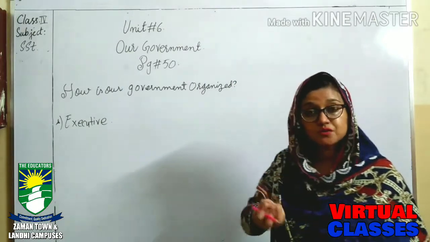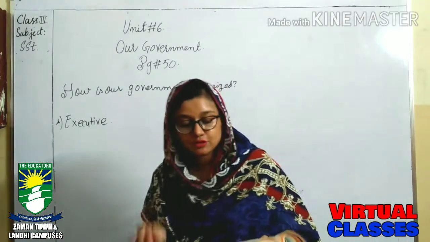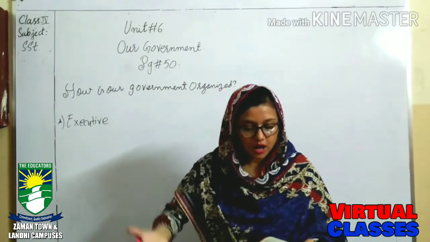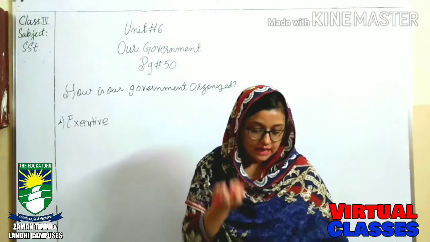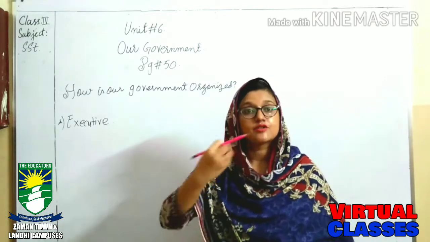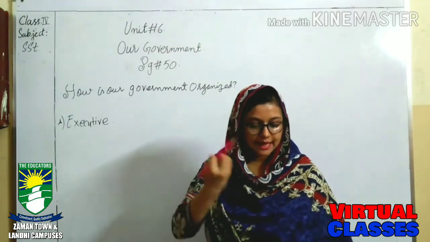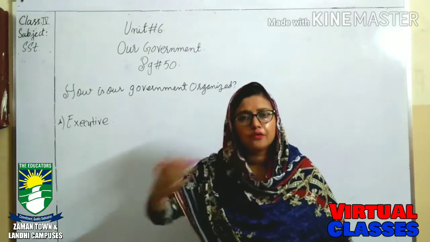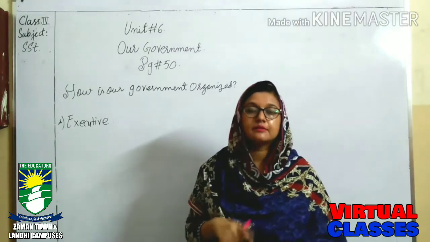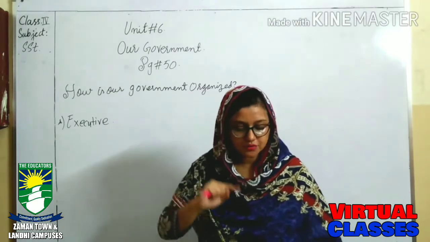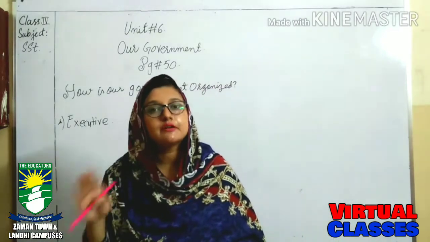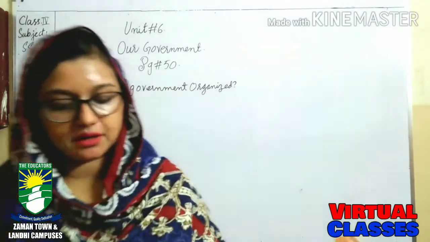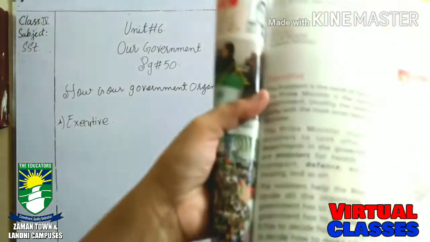The prime minister chooses other ministers to look after different departments of the government, like there are ministers for health, transport, education, and so on. So who chooses the ministers to look after these departments? The prime minister. Now just come to page number 51.